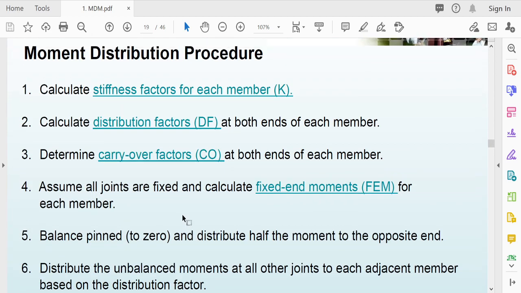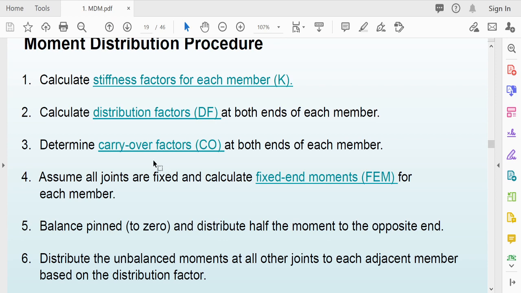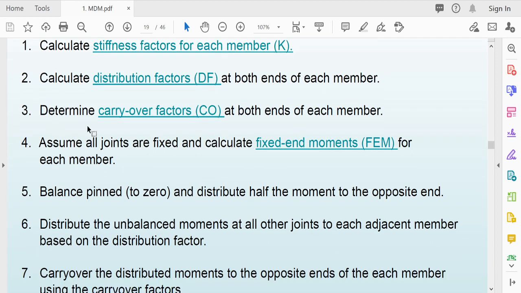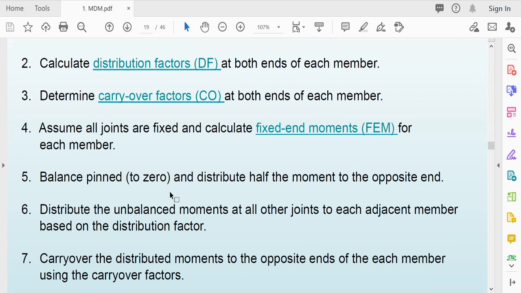We revise the moment distribution procedure. Step number 1, we determine K. Step number 2, we determine the distribution factor. Step number 3, we don't calculate the carryover, but we use the carryover factor in the table. We ignore this step at this level and move to step number 4. We calculate the fixed end moment, and once we have determined it, we build the distribution table and start the moment distribution.